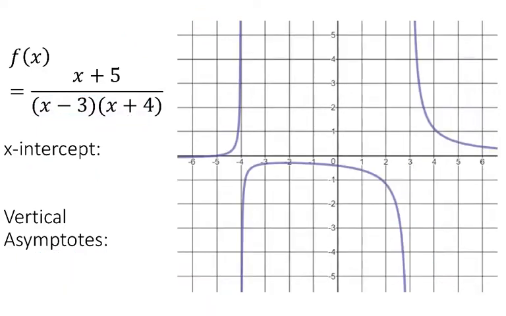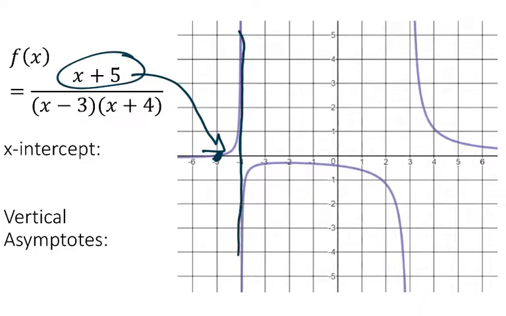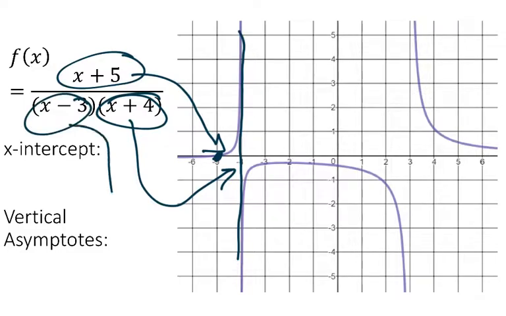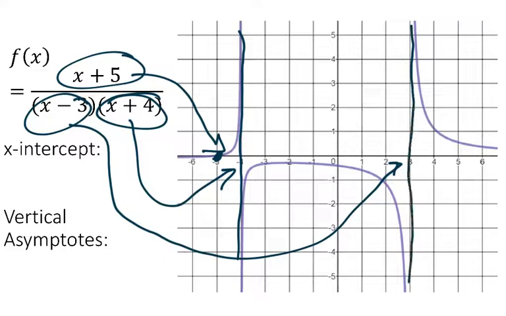So here's what it actually looks like. And again, notice, look, right there, there's my x-intercept. That was from the numerator when we set that equal to 0 and solved. And then here are my asymptotes. Here's this one. It was created by dividing by this one when this one equals 0 at -4. And then when this one equals 0 at 3, it makes this vertical asymptote.